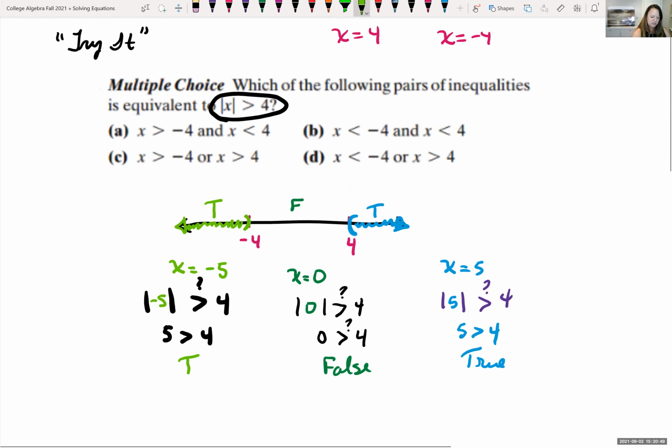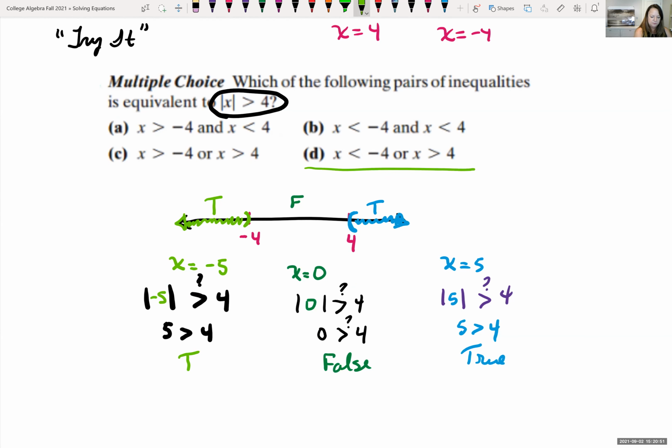And so that would be this D piece. So x is going to have to be less than -4, or x has to be greater than 4. And so if you had chosen B, it's almost identical. It's just that difference of the word and or. If you look at my graph and look at those two sets, there's nothing that they share in common. So if that was an and statement, there would have been no solution.